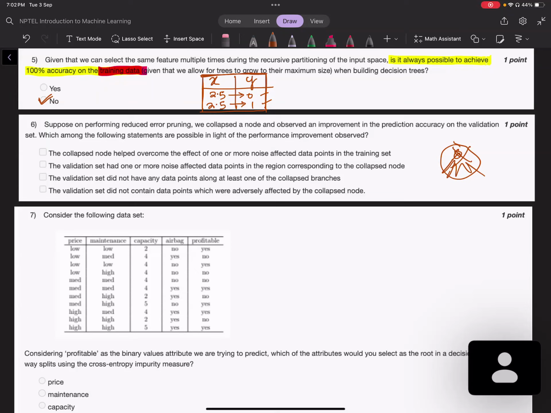Option A is the collapsed node helped overcome the effect of one or more noise affected data points in the training data. So the first option is kind of error that we normally expect the pruning to help us overcome. So hence this option A would be correct, because we expect the pruning would help us overcome this type of error. Which type of error? The effect of one or more noise affected data points in the training set.